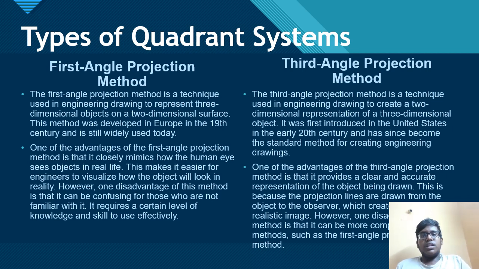The second one is the third angle projection method. The third angle projection method is a technique used in engineering drawing to create a two-dimensional representation of a three-dimensional object. It was first introduced in the United States in the early 20th century and has since become the standard method for creating engineering drawings. One of the advantages of the third angle projection method is that it provides a clear and accurate representation of the object being drawn. This is because the projection lines are drawn from the object to the observer, which creates a more realistic image. However, one disadvantage of the method is that it can be more complex than other methods such as the first angle projection method.